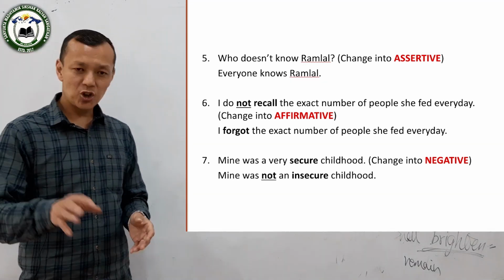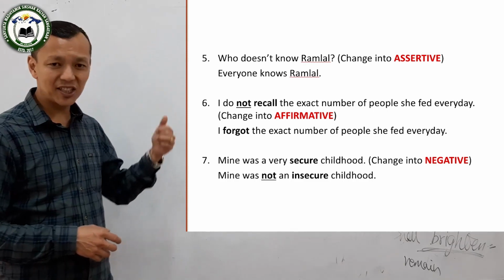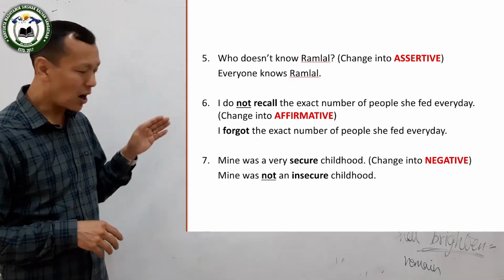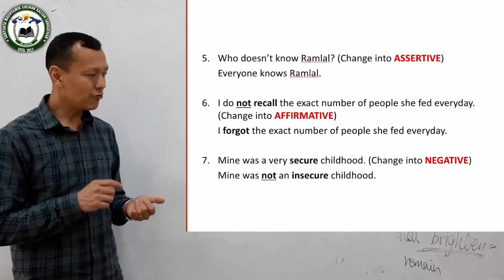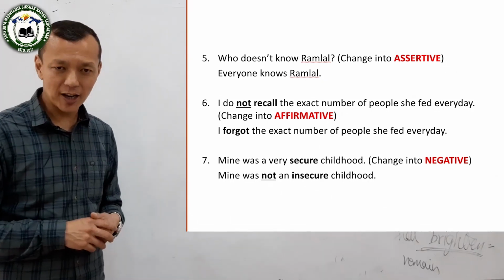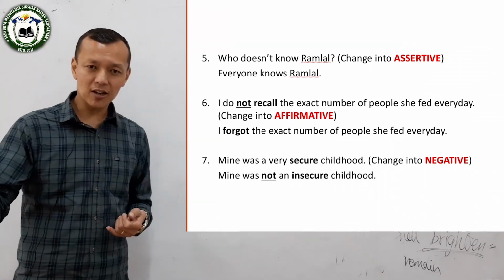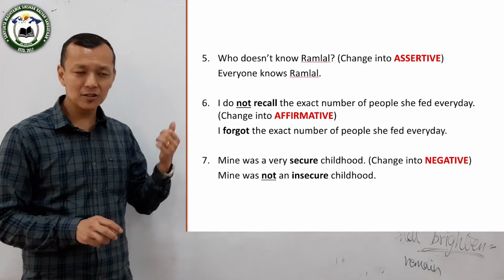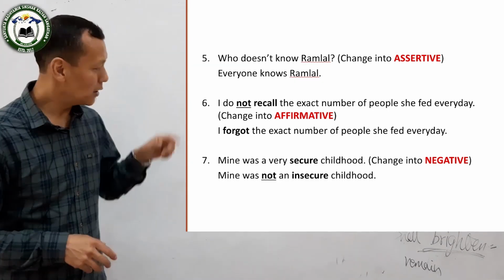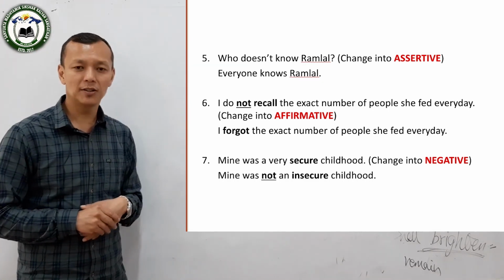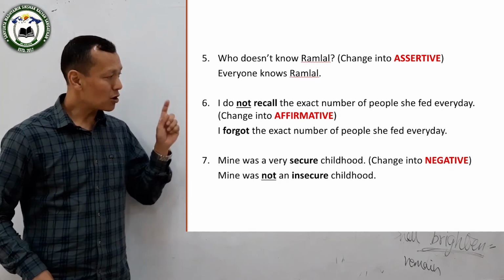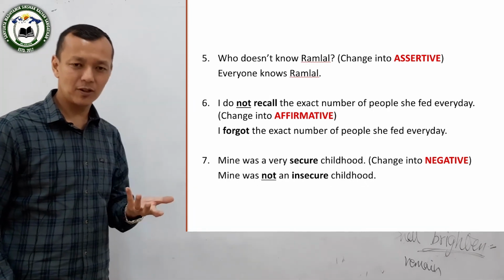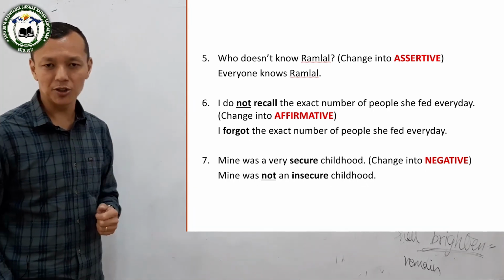Number 6: I do not recall the exact number of people she fed every day. Change into an affirmative sentence. The given sentence is negative, since it uses the word not. So what did we write in the answer? I forgot the exact number of people she fed every day, or you could even say I forget the exact number of people. You are not using the word not in the answer, so the answer has become an affirmative sentence again. That is why these words have been highlighted. The opposite of recall is forget, so in the answer, like I told you in the previous screen, we have used an opposite word.